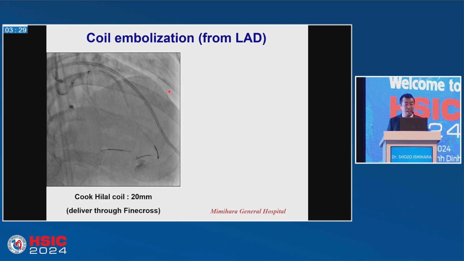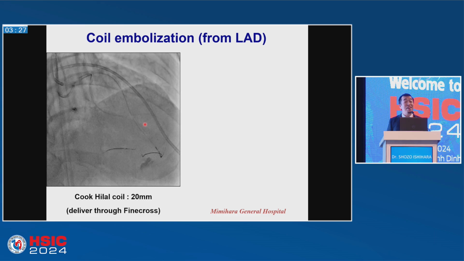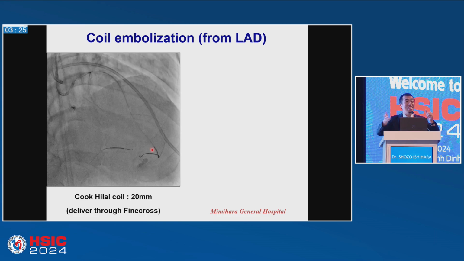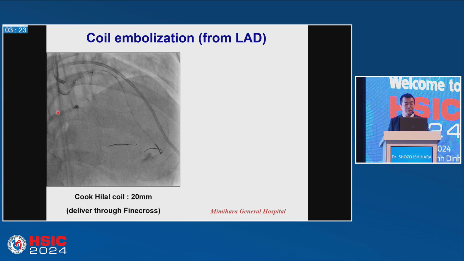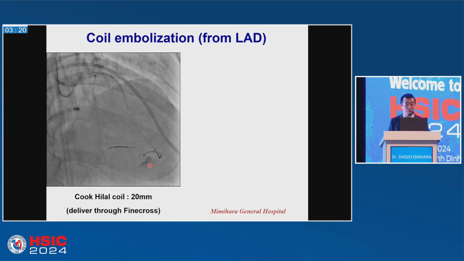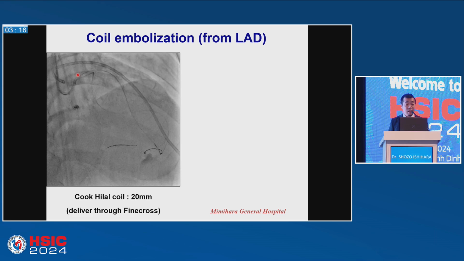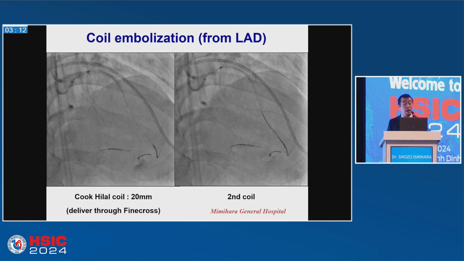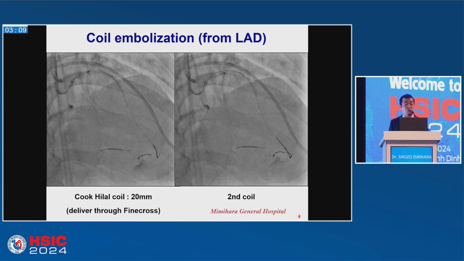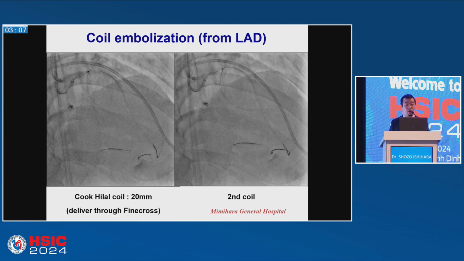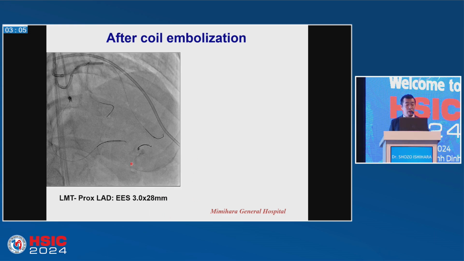Antegradely, fortunately, I could cross the CTO region, so I advanced the microcatheter like this and put the coil here from the LAD side, like this. This is one coil, the company is Cook, and this is the second coil. But after putting the coil, antegradely maybe the bleeding stopped, so I started retrograde.